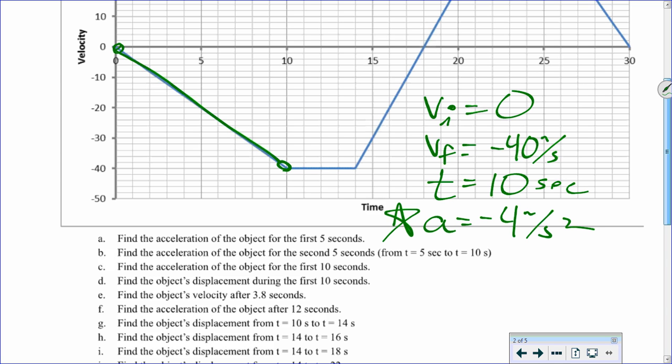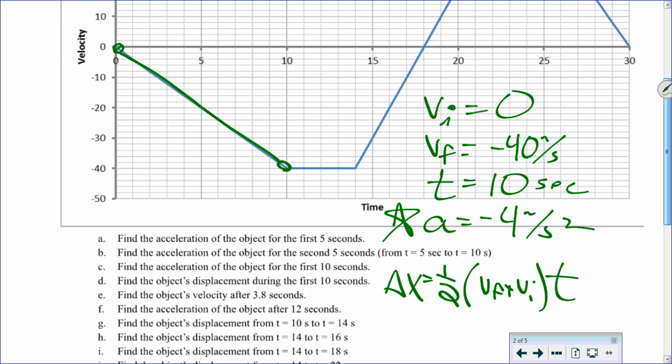Abby, you good up to there? Okay. Everybody good? All right, so once you know that, you've got to find your displacement. Probably the easiest way to do it would be to use this. So your average velocity is going to be -20, times 10 is -200 meters.